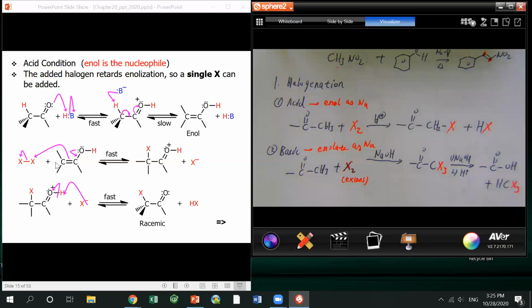So a single addition gives you just a single enantiomer or single stereoisomer. All right, second, why does the reaction stop at only a single hydrogen being added? The reason is this enol. Once you put one halogen on it, this halogen normally is electron withdrawing.